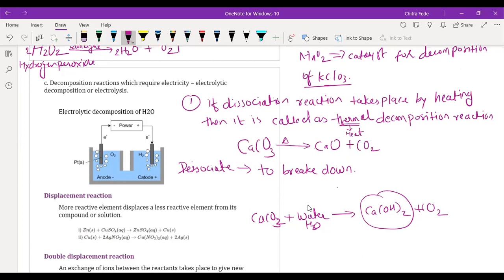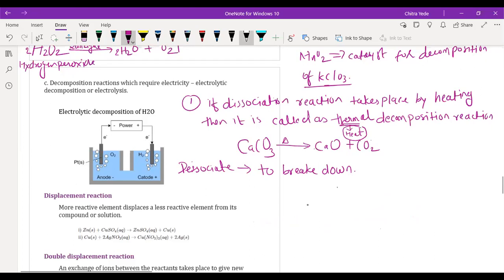So I'm going to erase it now because it is not part of the dissociation reaction. So dissociation means to break down. If dissociation takes place by heating, then it is called a thermal decomposition reaction. Okay.